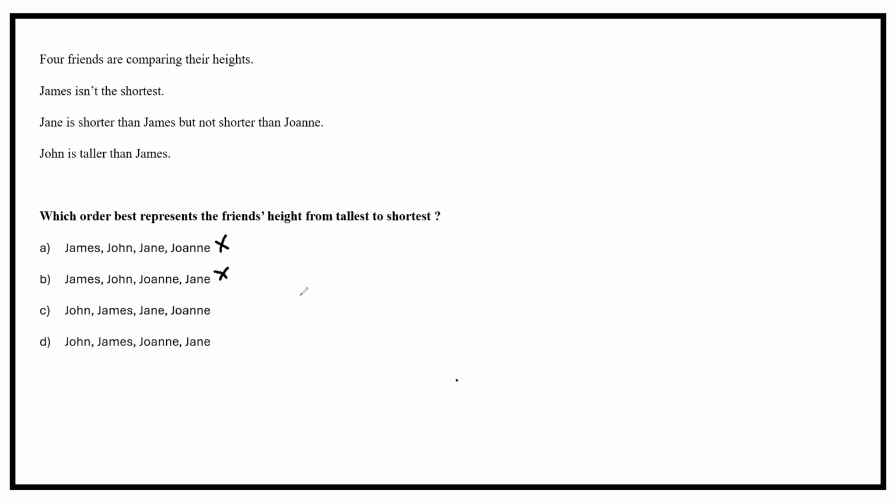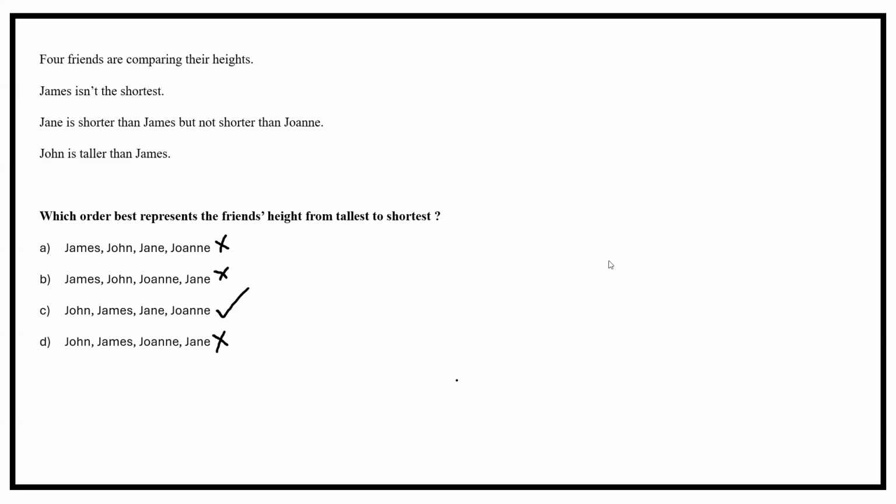So it's C because it says Jane is not shorter than Joanne. Perfect. Very good. Now, guys, do you know how I like to answer a question like this?